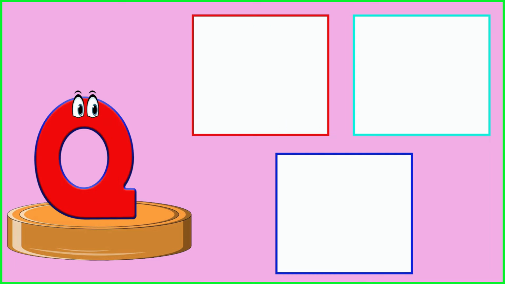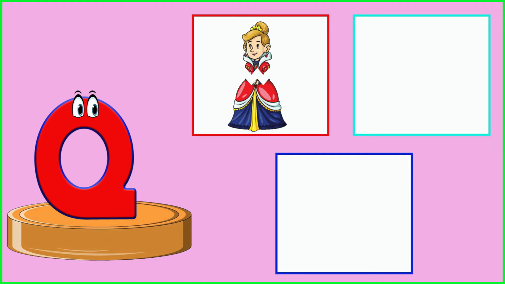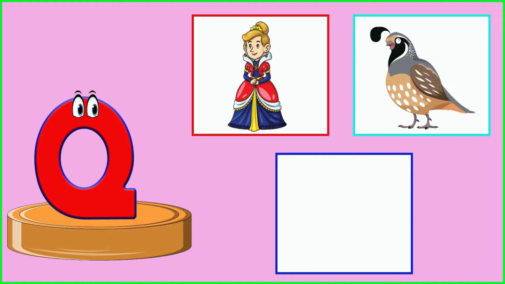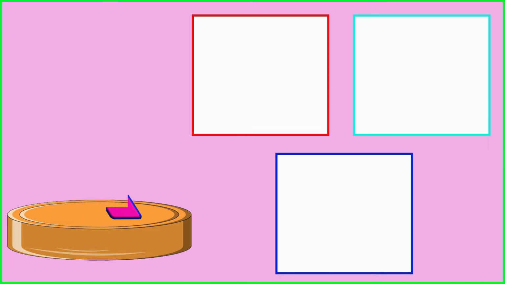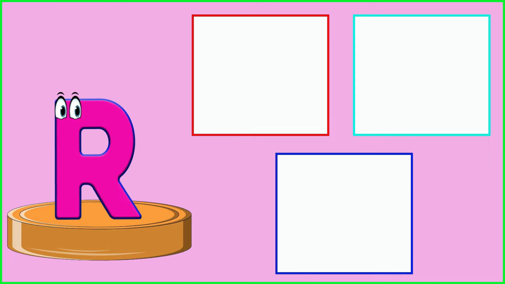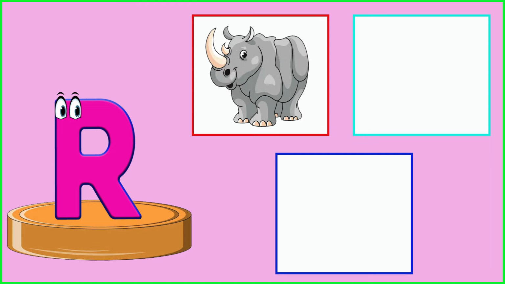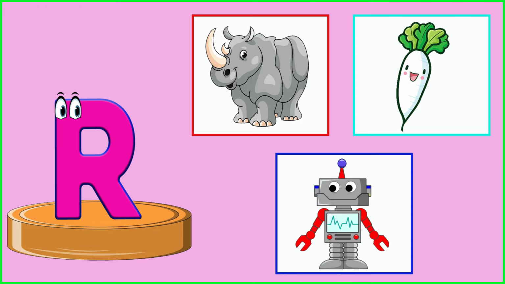Q. Q is for queen. Quail. Quill. R. R is for rhino. Radish. Robot.